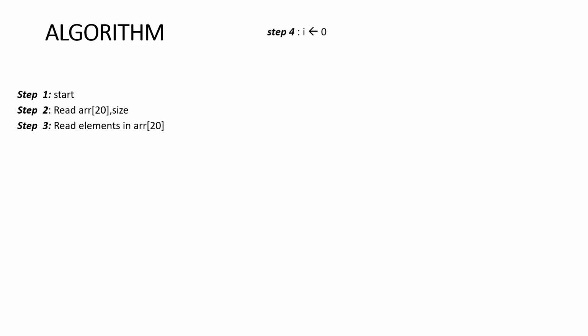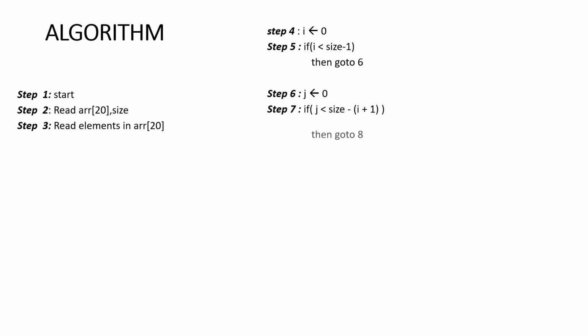In step 4, I am initializing i with 0. In step 5, I am checking the condition whether i is less than size minus 1 or not. If it is true, I go to step 6 where j is initialized with 0. Then I move to step 7, where I check the condition if j is less than size minus i plus 1 or not.